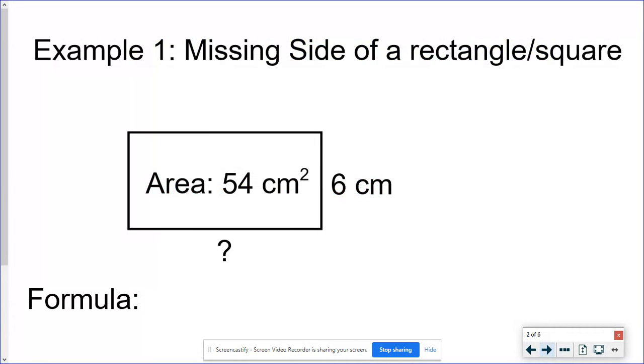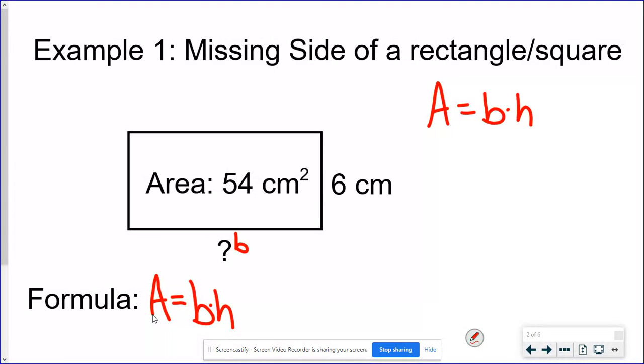So in this problem, this rectangle, we know that the formula for a rectangle is area equals either length times width or base times height. And I can see that I'm missing, we're going to call this one the B for the base, but I know the height is 6, and I know that the area is 54. So if I would take that equation that I already have, and just put in the numbers that I know.